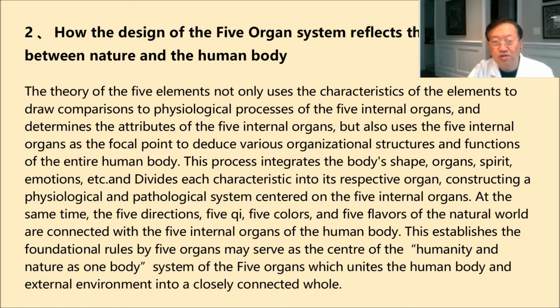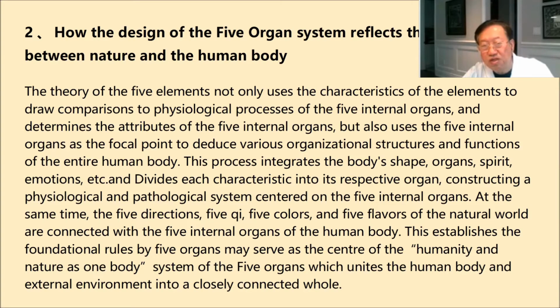How the design of the five organ systems reflects the relationship between nature and the human body. The theory of the five elements not only uses the characteristics of the elements to draw comparisons to physiological processes of the five internal organs and determines the attributes of the five internal organs, but also uses the five internal organs as the focal point to deduce various organizational structures and functions of the human body. This process integrates the body's shape, organs, spirits, emotions, and so on, and divides each characteristic into its respective organ, constructing a physiological and pathological system centered on the five internal organs.